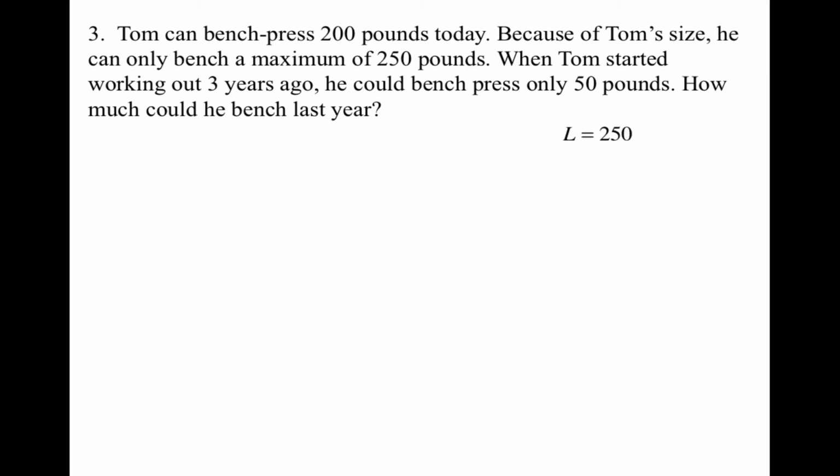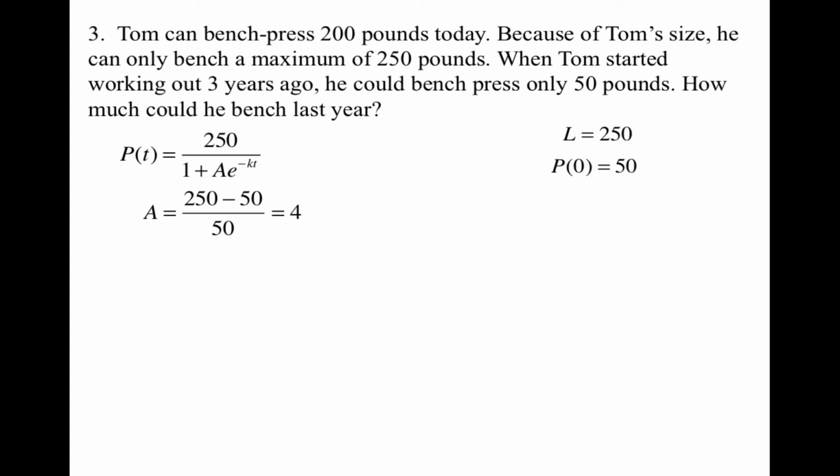So we have our maximum possibility, which was 250. That gets us a start on our logistic growth model. And I know that it's not population. You can use a different letter if you don't want to use P. And our start, when he started working out, he could only bench press 50 pounds. So that helps me find A, which gives me 4.